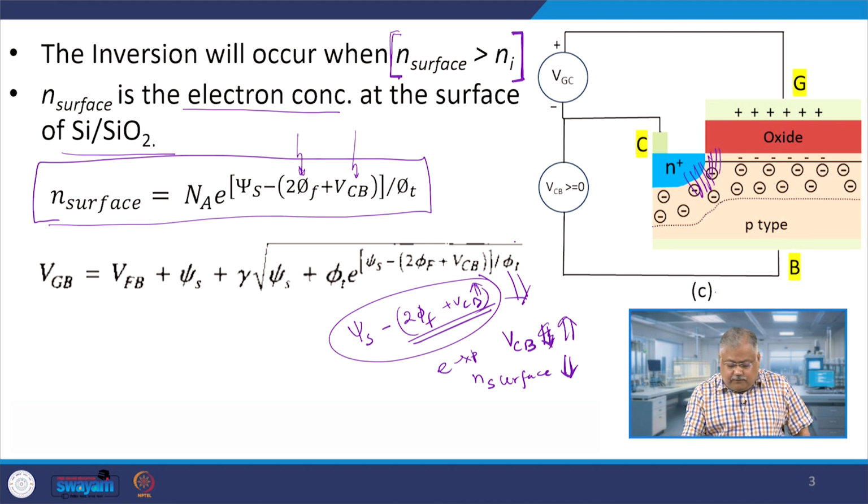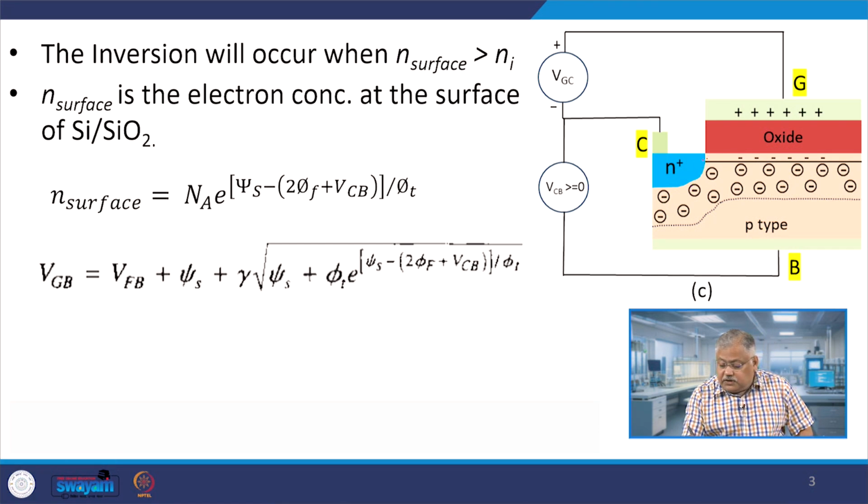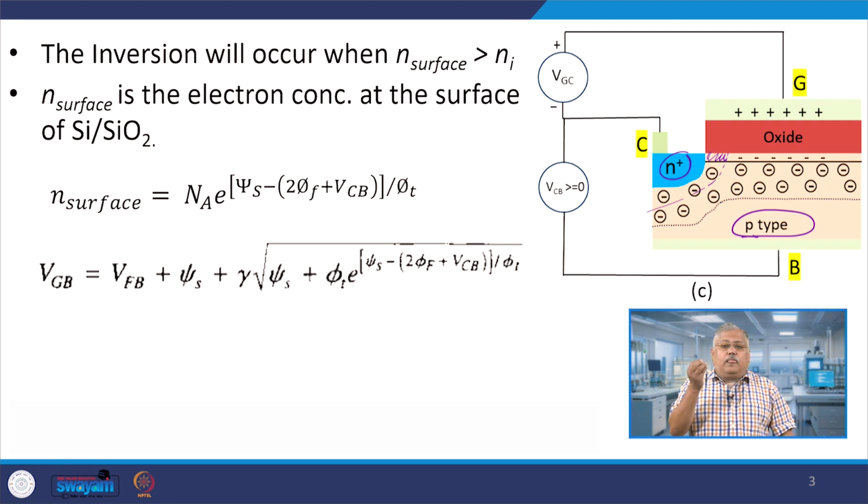So let me rub this ink and show it to you. If this is p, this is n plus, the depletion region is actually also hitting this part, and that is where it is eating away into the inversion layer. So your surface charge density is falling down. The more you try to increase the value of VCB, the surface charge density, the inversion charge density, goes down, and therefore you have to apply a larger gate voltage in order to sustain a channel. You are able to get the picture, and therefore the threshold voltage goes up.